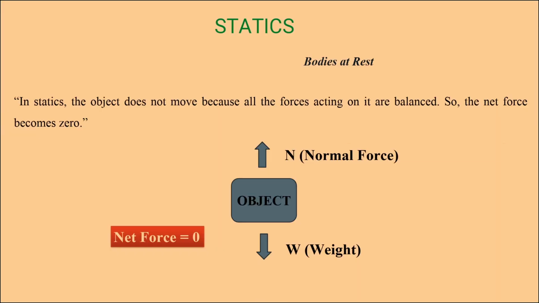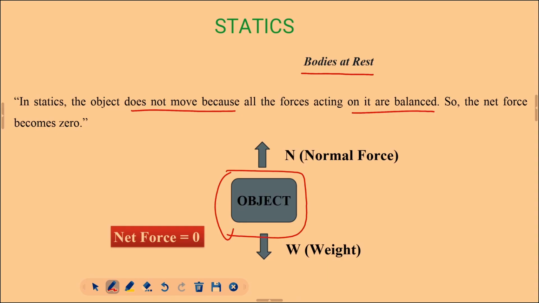First, statics. Statics means bodies at rest. In a simple manner we can say bodies at rest. But as a definition, in statics the object does not move because all the forces acting on it are balanced. What is meant by balance? Consider an object. Due to self weight, the force will act in the downward direction, that is due to gravity.